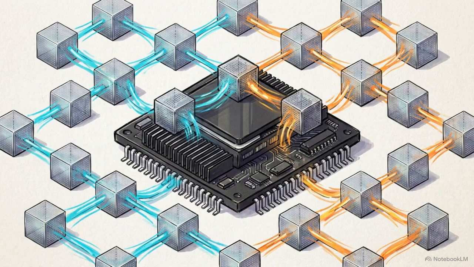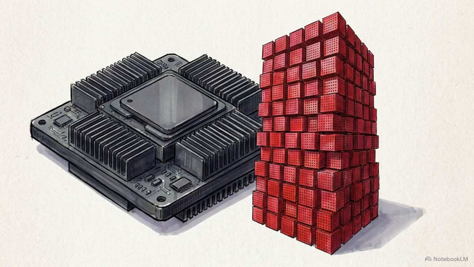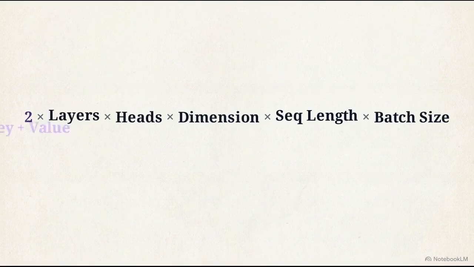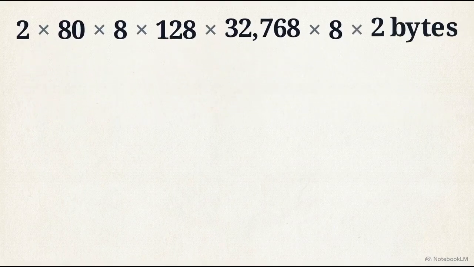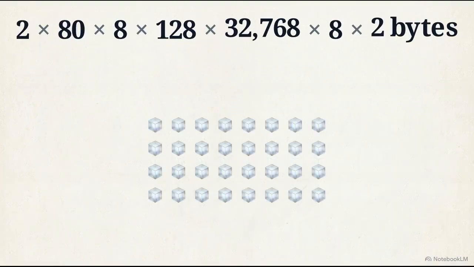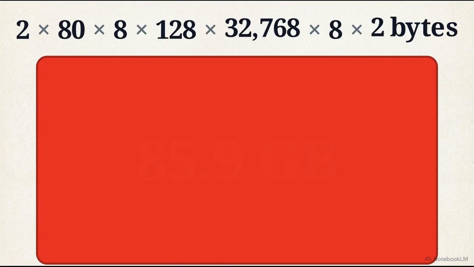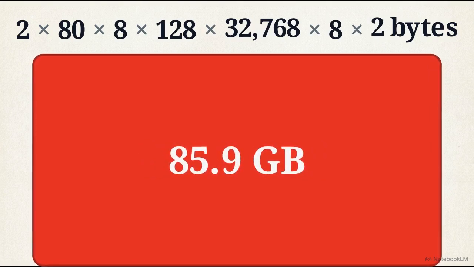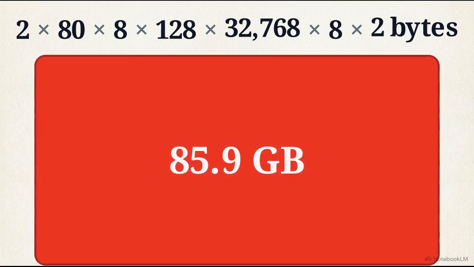During autoregressive generation, the system has to store key and value vectors for every generated token. This sequence cache is the primary consumer of video random access memory. This equation dictates the byte size of the key value cache: 2 multiplied by layers, attention heads, head dimension, sequence length, and batch size. For a 70 billion parameter model serving 8 users at a 32K context window, this resolves to an 85 gigabyte memory footprint.